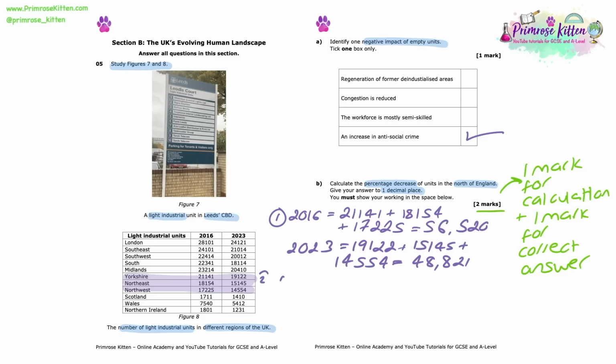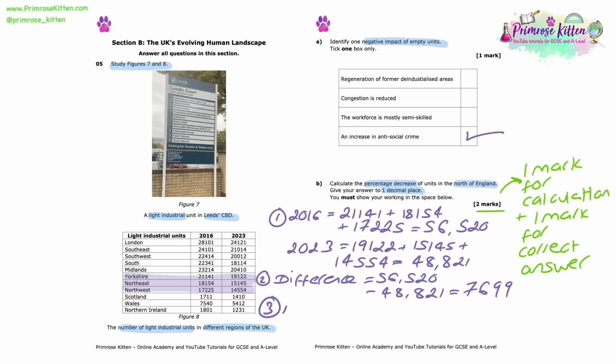The second step in our calculation is going to be to work out the difference between 2023 and 2016. So subtracting the figure for 2023 from that for 2016, which gives us a total of 7,699.